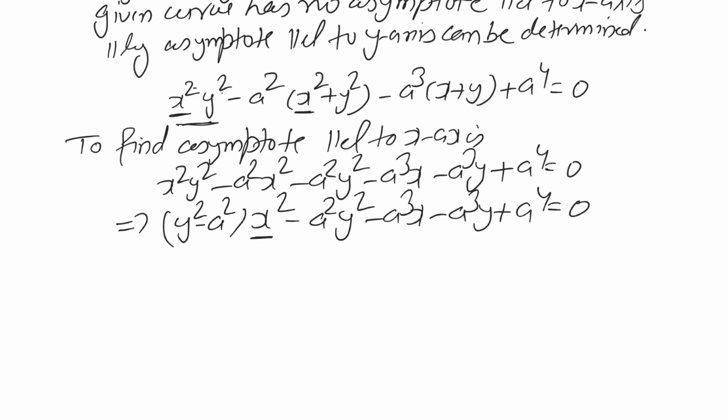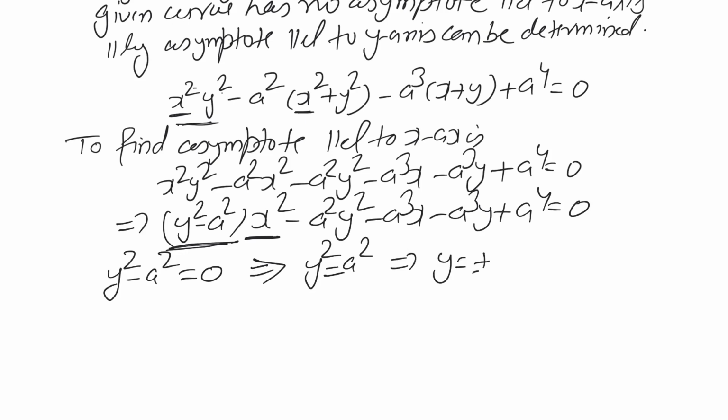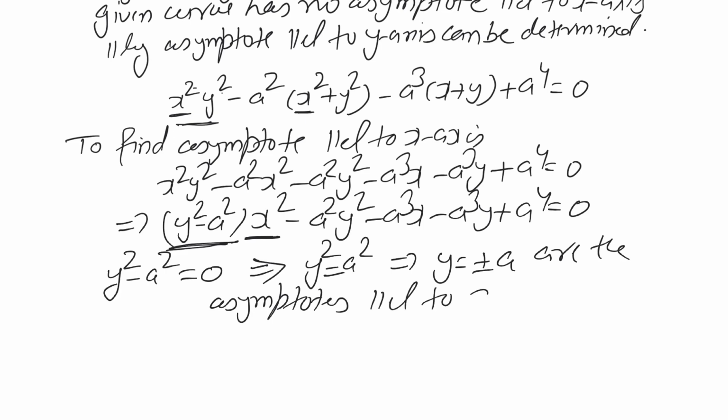Now highest degree in x is 2 and its coefficient is y square minus a square. So we shall equate the coefficient to 0 to find the asymptote parallel to x-axis. So this implies that y square minus a square is equal to 0, which implies y square is equal to a square. This implies that y is equal to plus minus a are the asymptotes parallel to x-axis.